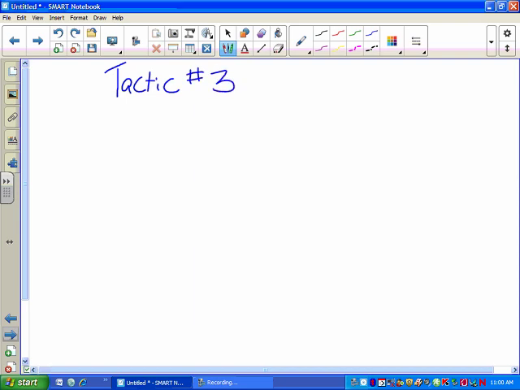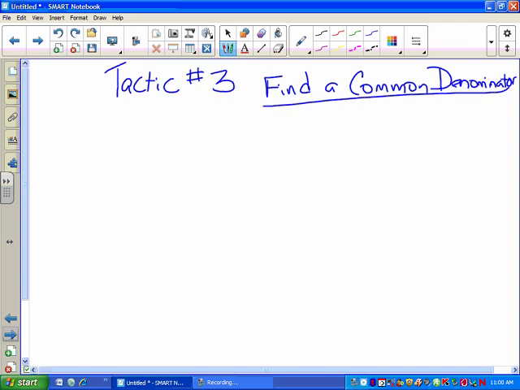Tactic number 3 is going to be to find a common denominator. So that'll be when you're adding fractions, of course. So let's use number 13 to help us demonstrate tactic number 3. This is number 13 on page 471 again. And let's see what the question is here.